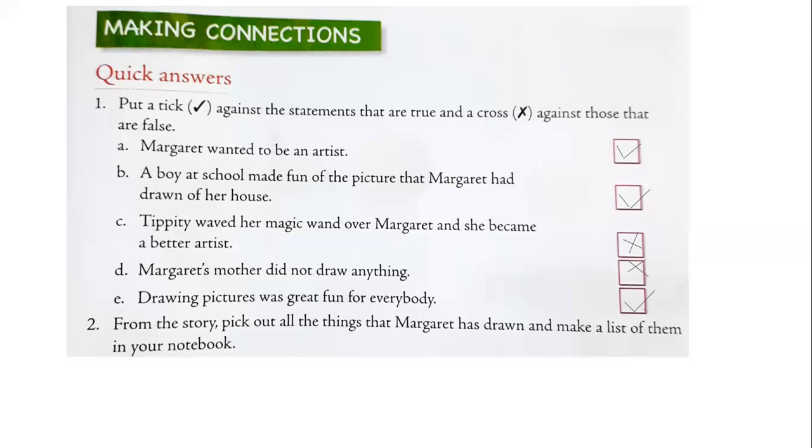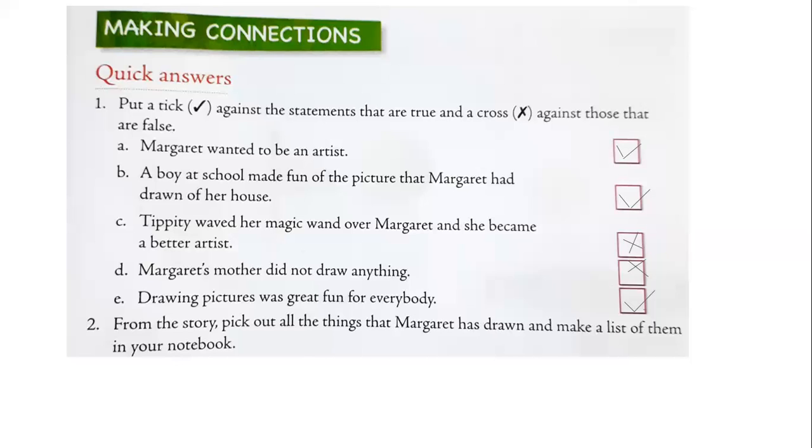From the story, pick out all the things that Margaret has drawn and make a list of them in your notebook. So let's see if you can think of them all. Every single thing that Margaret drew from the beginning of the story to the end of the story. List them for me.